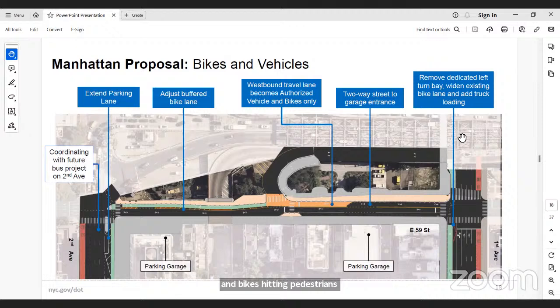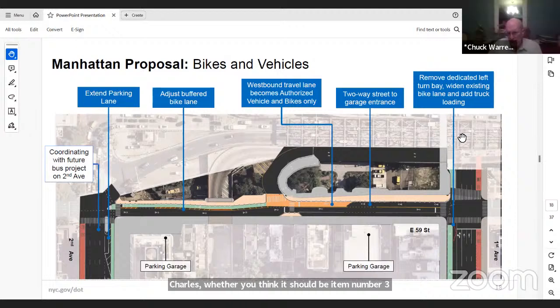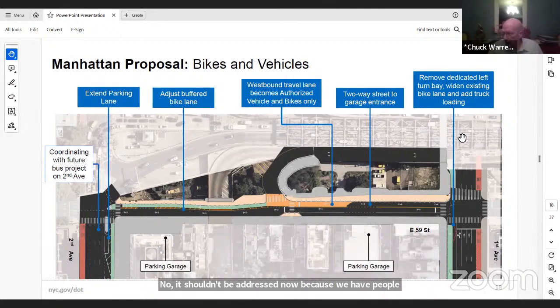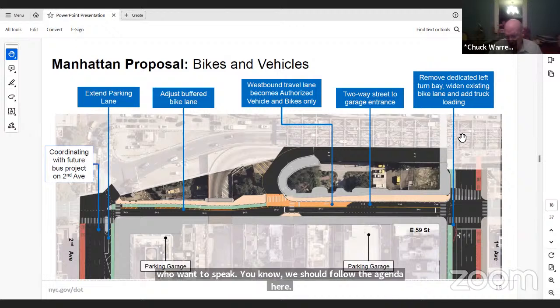I just wanted to grab you while the DOT was still here, so that you didn't leave the meeting and I wouldn't be able to raise this question, given you're part of the Livable Streets area of DOT. So whether you'd want to address that now, or Craig and Charles, whether you think it should be item number 3 in the agenda, I'll leave up to you. No, it shouldn't be addressed now because we have people who want to speak on this, and we should follow the agenda here. Thanks, Matt. We'll try to get it addressed in item 3.